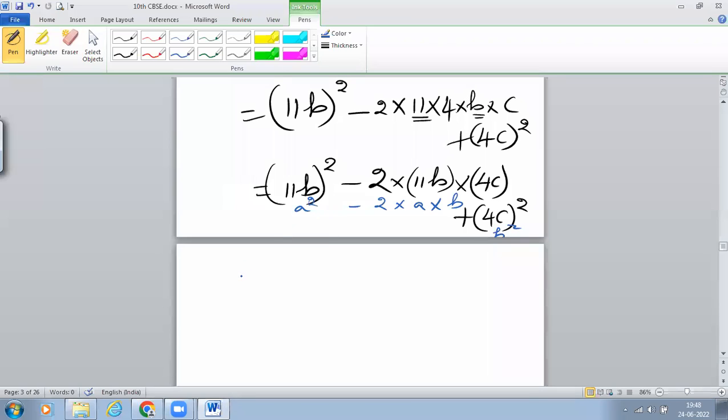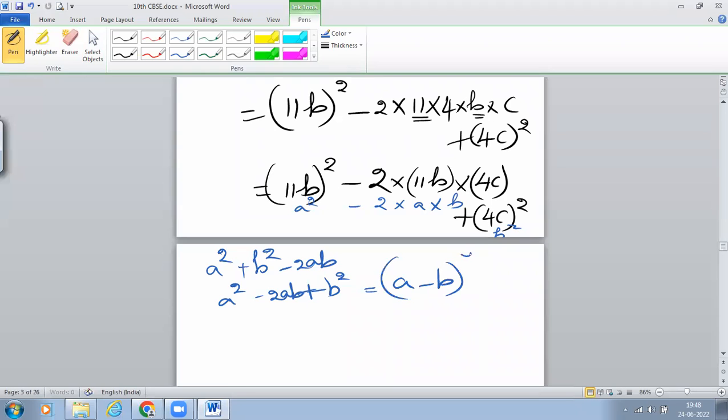What is the formula for a square minus b square? Sorry, a square minus 2ab plus b square. Like this we can write, or else a square minus 2ab plus b square. What is the identity? That is equal to a minus b the whole square, right? That is equal to a minus b the whole square.